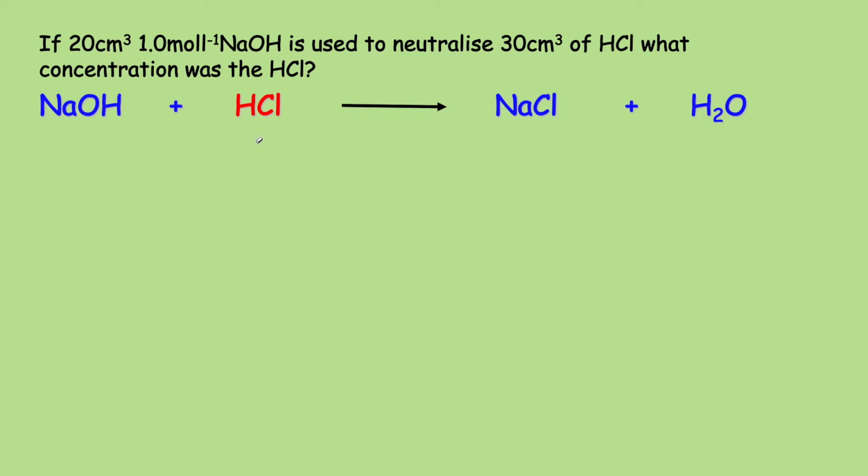So here is a classic example of a question you would be likely to get, okay? It says, if 20 centimeters cubed of 1 mole per litre sodium hydroxide is used to neutralise 30 centimeters cubed of hydrochloric acid, what concentration was the hydrochloric acid? And it gives you an equation here as well. It may not always give you the equation, by the way, which isn't a problem at all for us, because we know how to make these equations and we know how to do formula. So we are totally fine, even if it doesn't give us this.